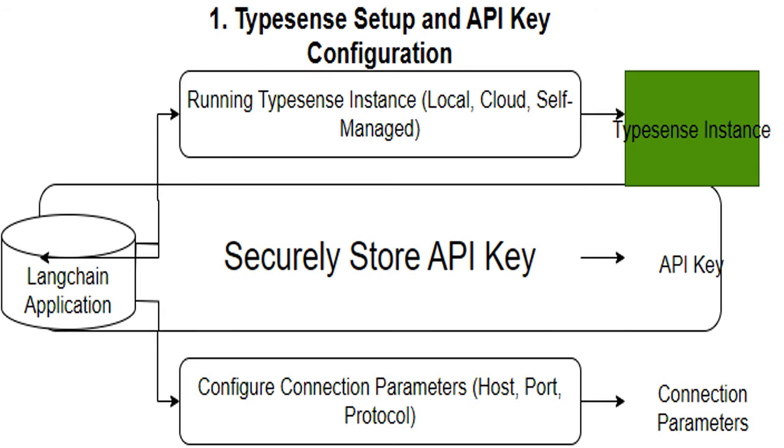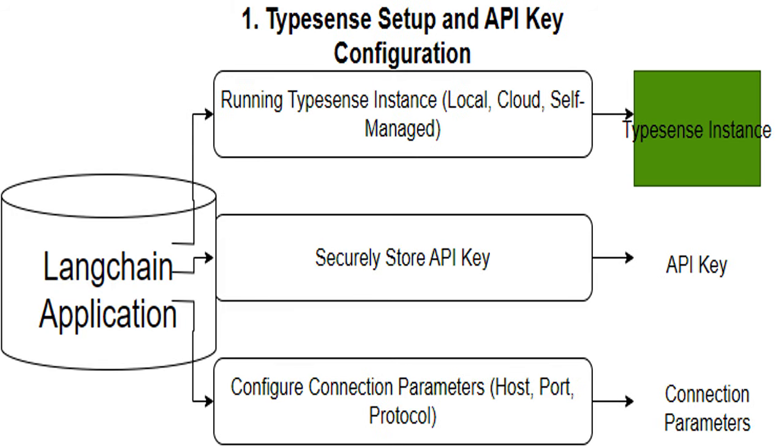Now, let's discuss configuring the connection parameters. It involves setting the host address, which could be the IP address or domain name, the port number, and the protocol, either HTTP or HTTPS if transport layer security or secure sockets layer is being used. These parameters are crucial for LangChain to communicate with the Typesense instance.